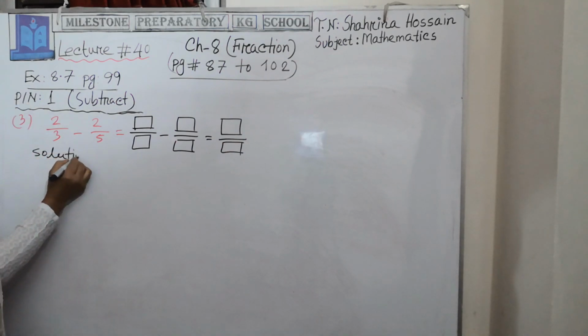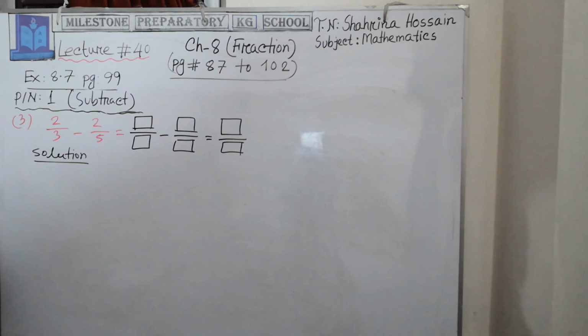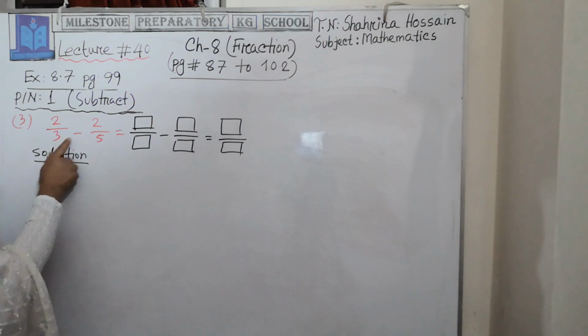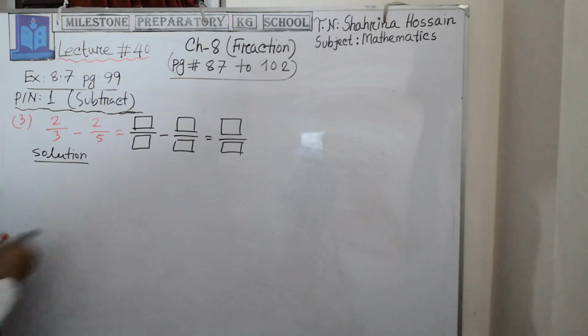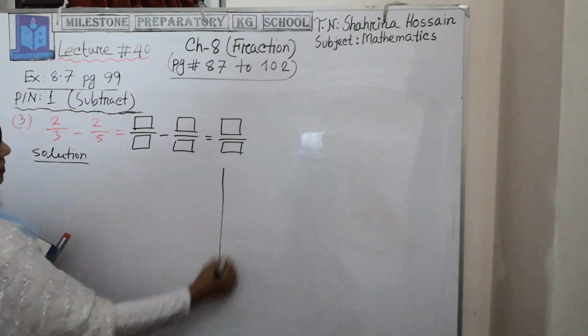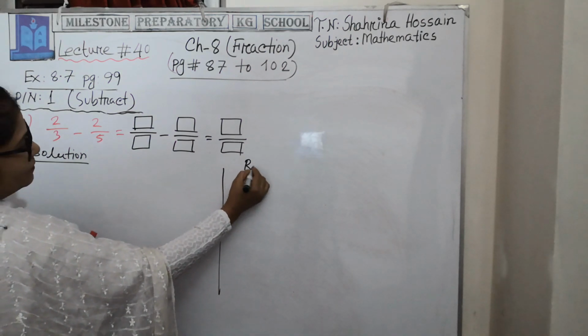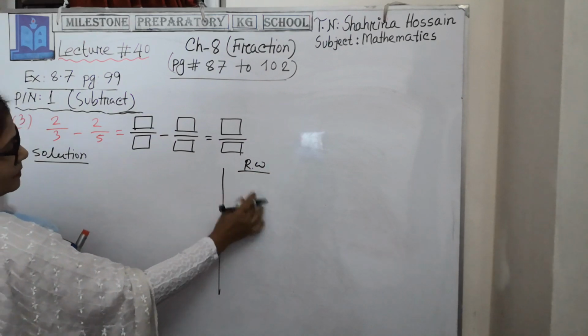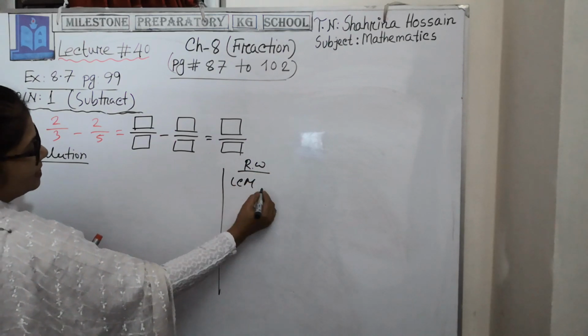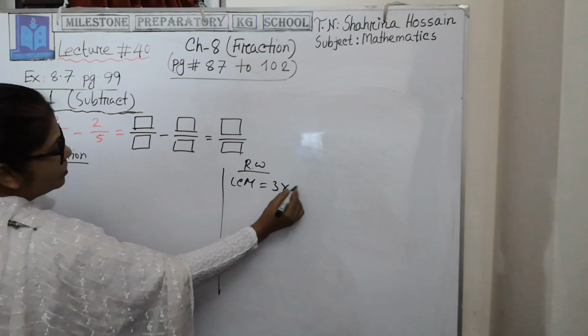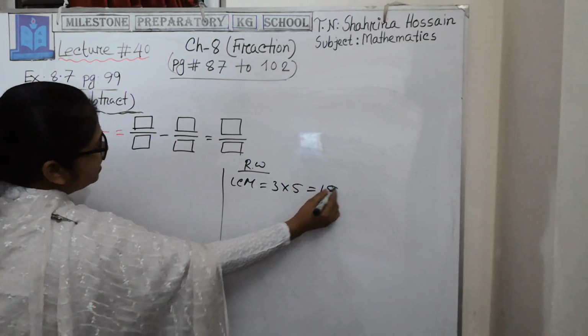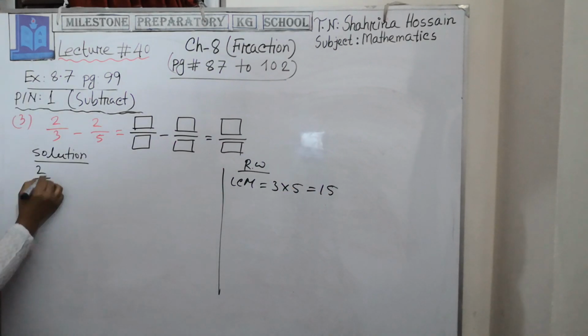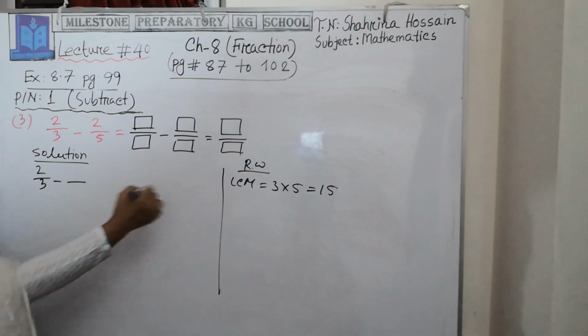How can you do the solution? At first we will find the LCM of given denominators. So in this math we have seen 3 and 5 both are prime numbers. So we cannot find the LCM except by doing the multiplication. So at first we multiply both numbers. 3 into 5 equals 15. Okay. Now we got the LCM 15.